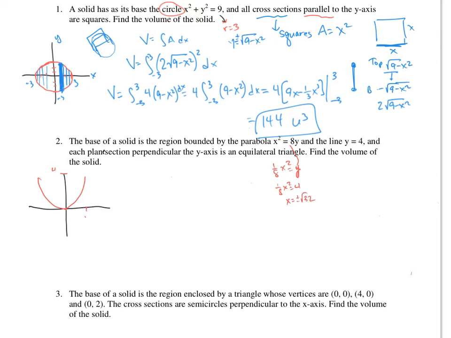So this is at root 32 here. This is at negative root 32. And I've got this coming up at 4 right there. That looks like that. And the slices this time are perpendicular to the y-axis. So I'm slicing this in this manner, perpendicular to the y-axis, and these slices that come out are equilateral triangles. So these are equilateral triangles coming out of the paper three-dimensionally at you.